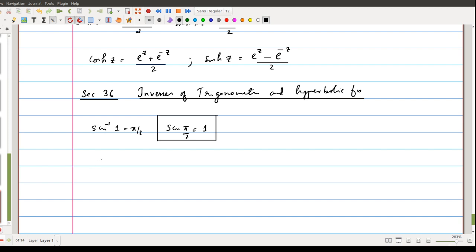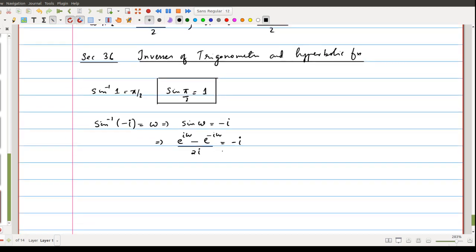In the case of complex analysis, we use the same technique. How will you find sine inverse of minus i? If sine inverse of minus i is equal to some omega, then how will you find omega? That's the problem here. The meaning of this is sine omega is equal to minus i. By definition, sine omega is equal to e to the power i omega minus e to the power minus i omega divided by 2i. This is equal to minus i. We need to find omega which satisfies this condition.